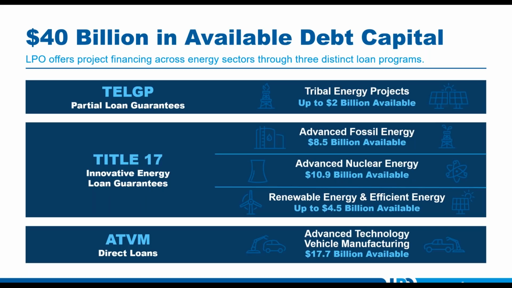Now that can be provided through one of three different areas. We have advanced fossil, we have an advanced nuclear component, and we also have a renewable energy program as well that offers up to $4.5 billion of funding under that program. And that would be one that certainly would be available to tribes. It's not exclusive to tribes, but one that we want to make sure tribes are aware of as they look especially at some of these large-scale projects.